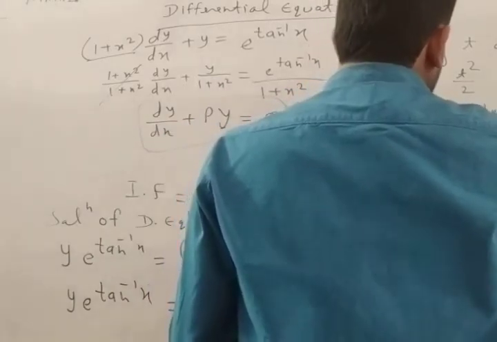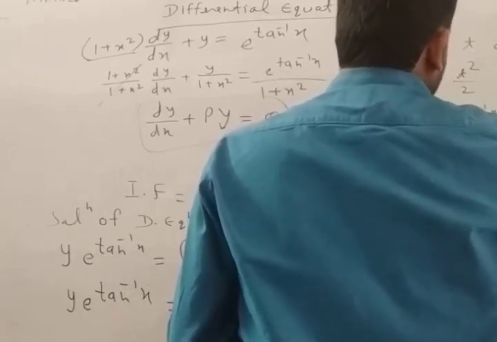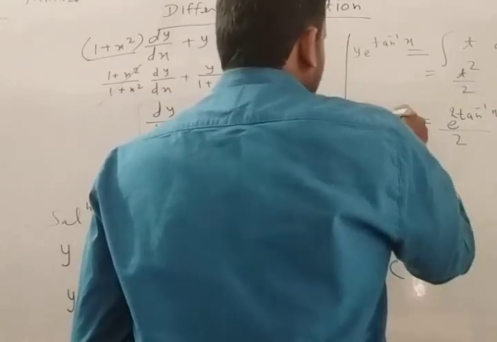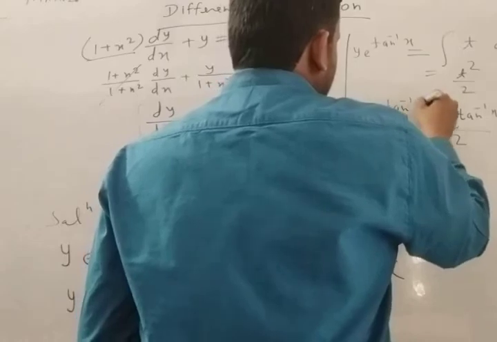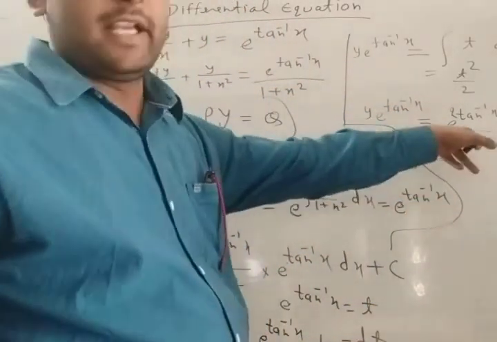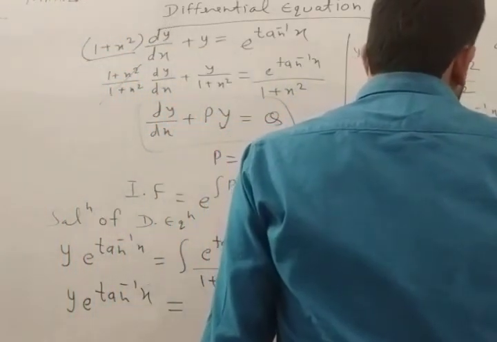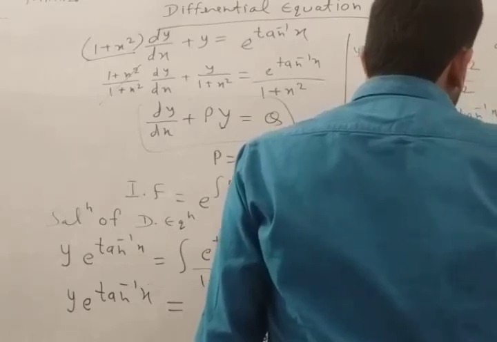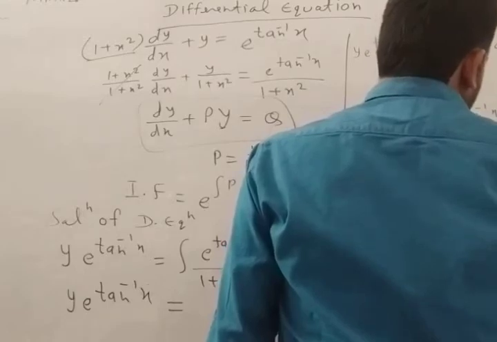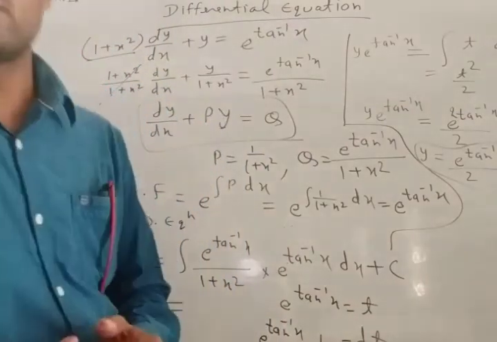So we write e to the power 2 tan inverse x divided by 2 plus c, equal to y e to the power tan inverse x. Now we send this e to the power tan inverse x to the right hand side. We get y is equal to e to the power tan inverse x by 2 plus c e to the power minus tan inverse x, and this will be our required general solution.